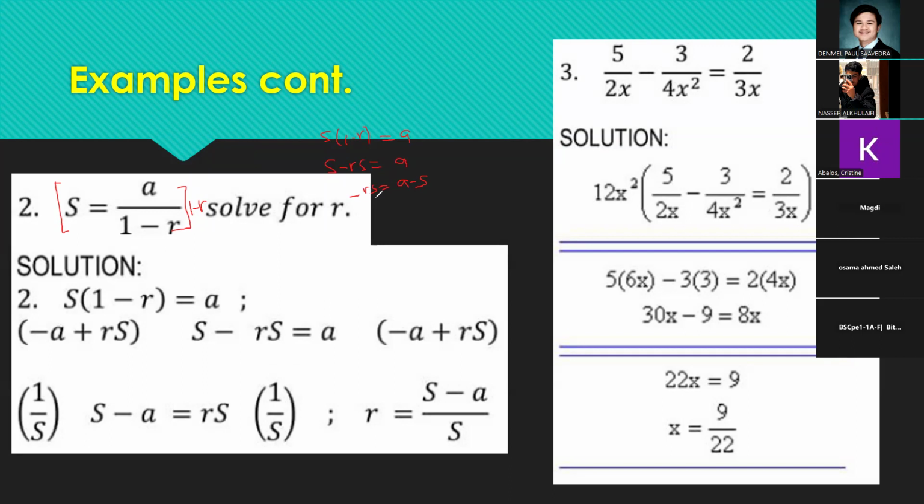Again, we only need the r, so just transpose this one on the other side by dividing s on both sides. So negative r is equal to a minus s over s. And since we only need positive r, not negative, we multiply negative on both sides. That would become r is equal to negative a minus s over s, or negative a plus s over s, which is now the same as this one, s minus a, just rearrange it a little bit, over s.